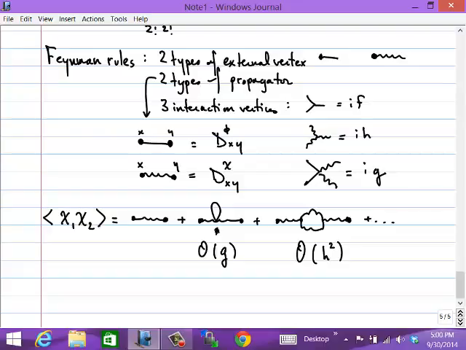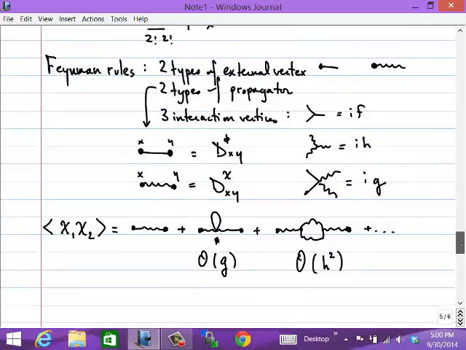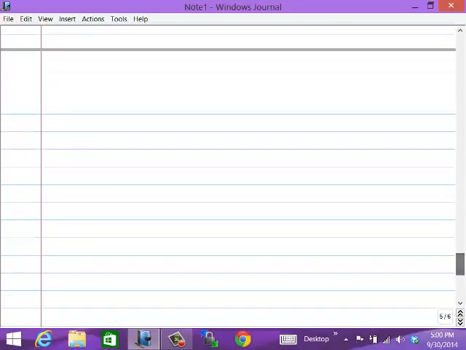Okay. So far we've introduced Feynman diagrams as a recipe for computing scattering amplitudes in position space, or sorry, correlation functions in position space. But what we'd really like to do is develop some sort of algorithm for computing scattering amplitudes.